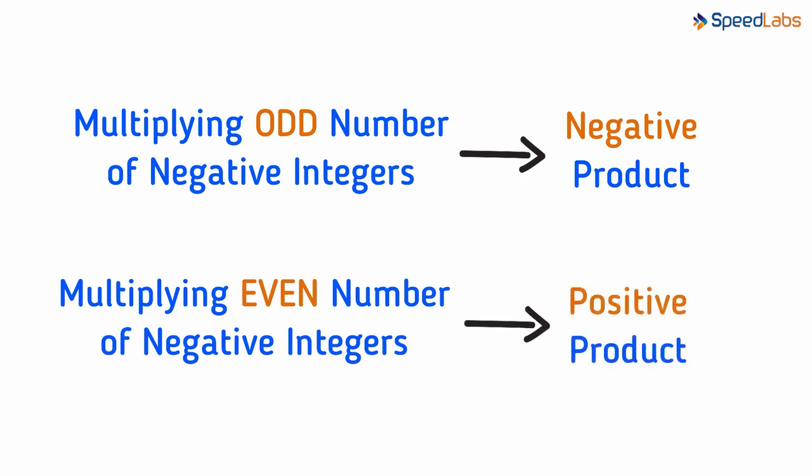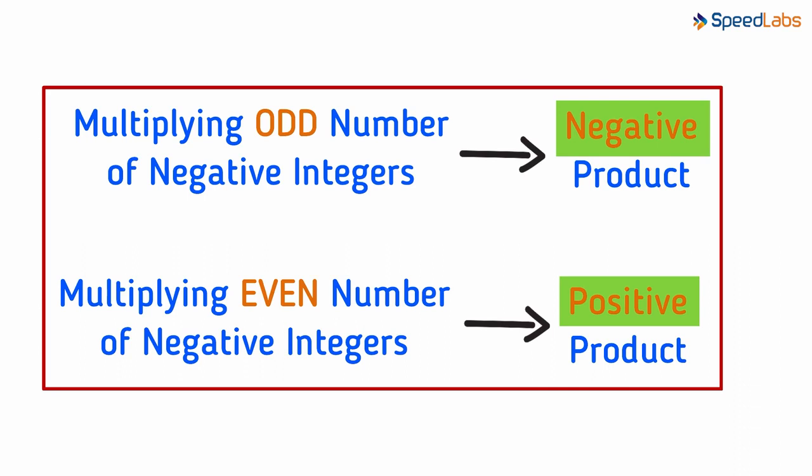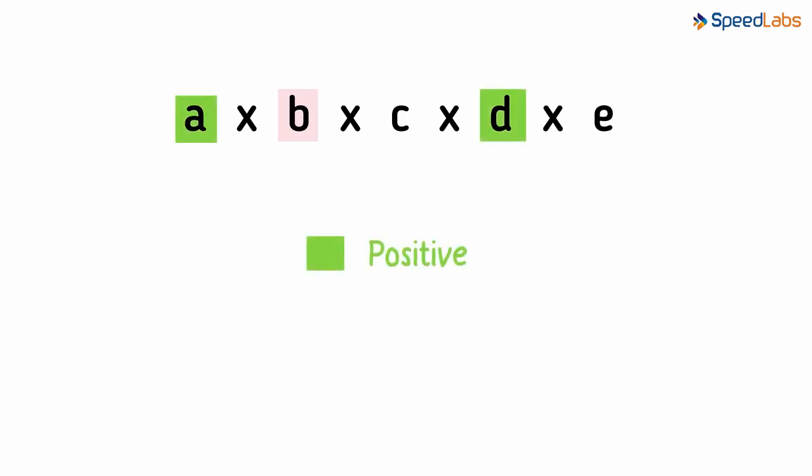Why was it important to study this? This helps us a lot in determining the sign of the result. The sign of the result of the product of more than two integers depends on the number of negative integers in the expression. Let me give you a simple example to understand this. Say we are multiplying 5 integers like this. In this set, assume A and D are positive, while B, C and E are negative.